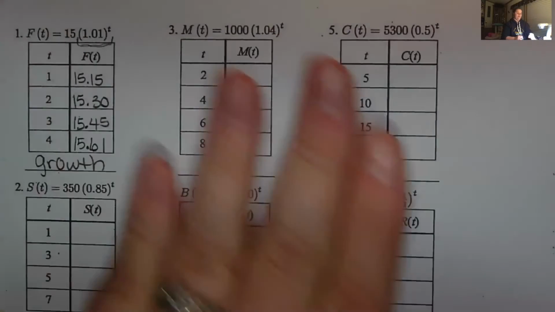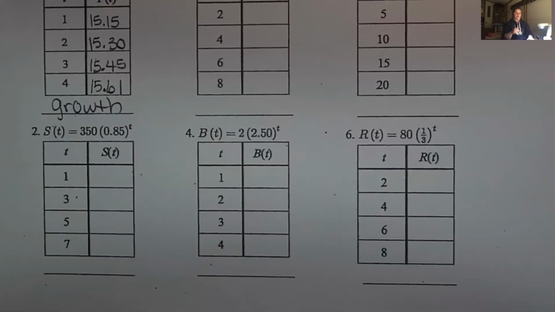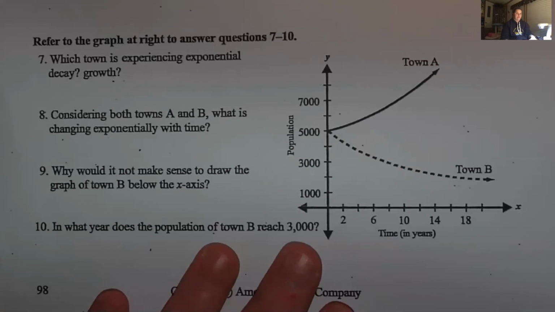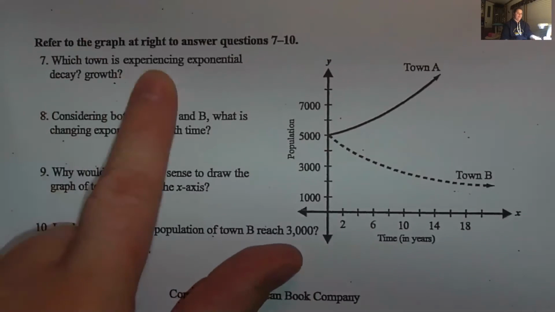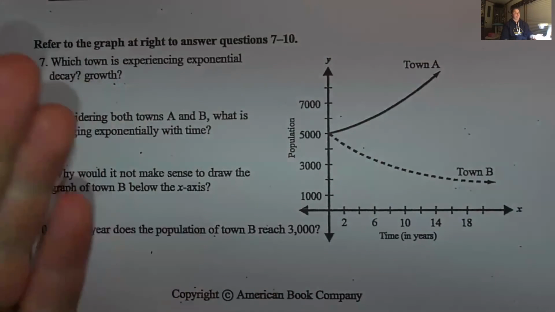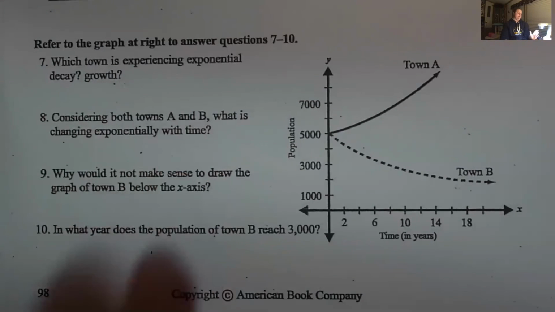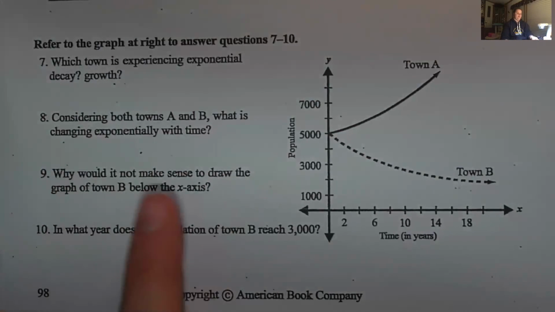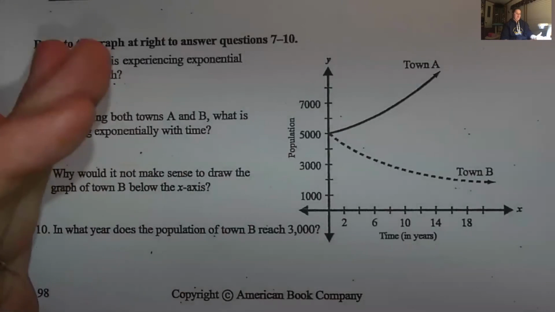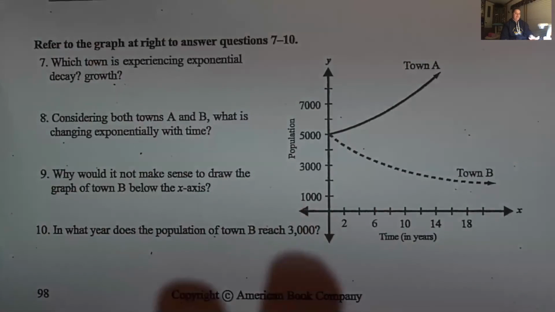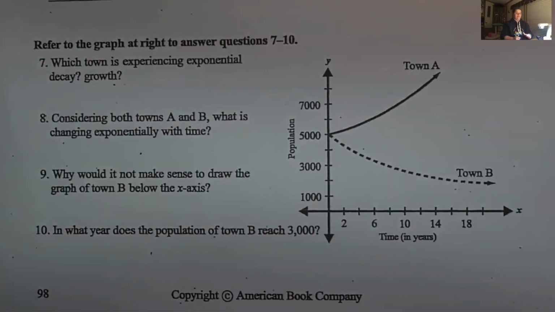So that's how you do 1 through 6. Type it into your calculator, press the up button, okay? Now, when you get to number 7, you're just answering the questions. Which town is experiencing decay? So which one's getting smaller? And which one's experiencing growth? So 2 separate questions there. Okay. Answer the rest of the questions on that page. That's page 98. So this concludes your function packet altogether. So now every page in your function packet should be completed.